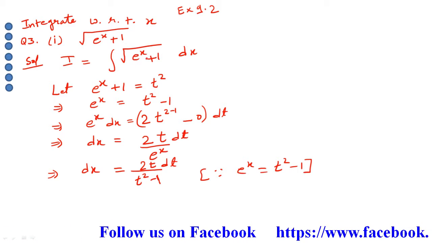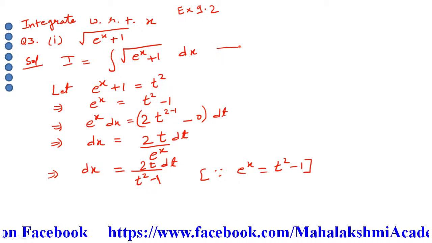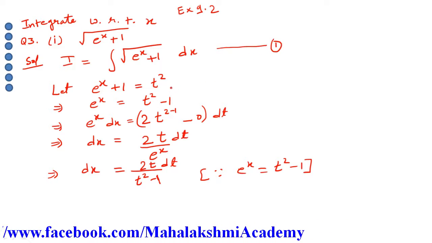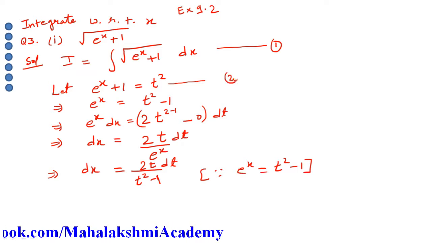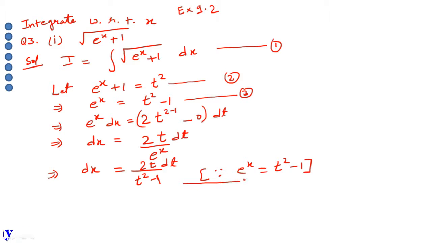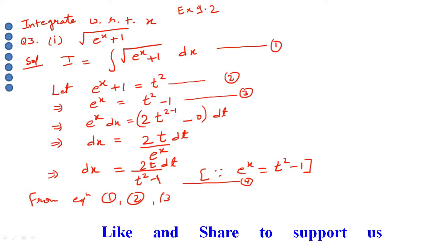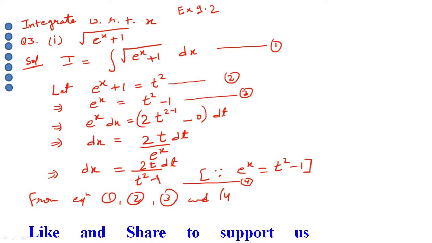And here, this e to the power x plus 1 is t square. So all these replacements we will do in equation 1. We assume this as equation 1, this as equation 2, this one also we want afterwards, so we assume it as equation 3, and this one as equation 4. So these are equations 1, 2, 3 and 4. We have to do the replacement in equation 1.